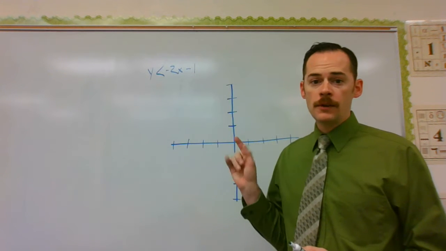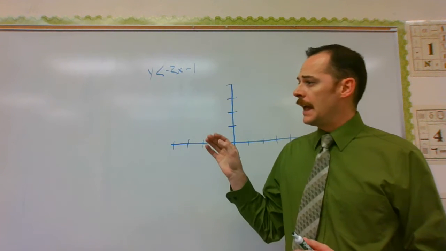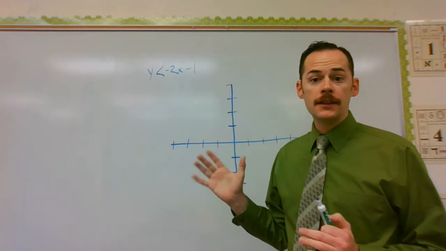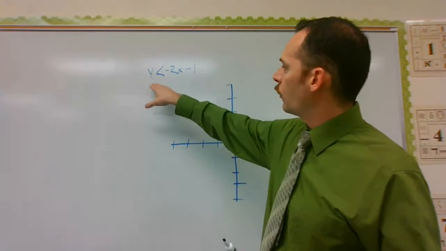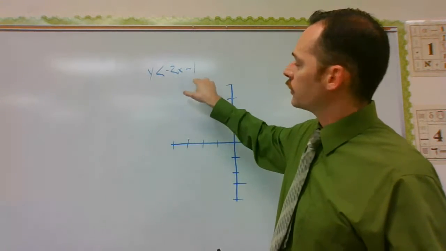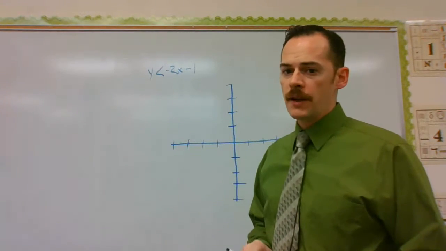Okay, so we're going to go ahead and graph just one inequality, and we're also going to shade the side that would correspond with it. So we have this inequality, y is less than negative 2x minus 1. Okay, in order to graph this, we have to know two things.